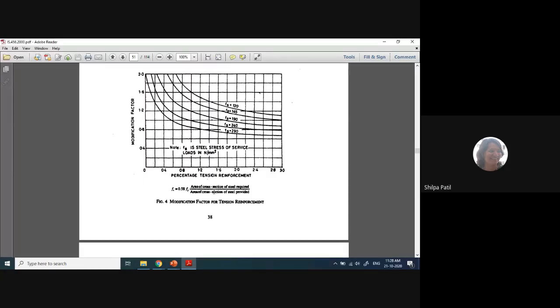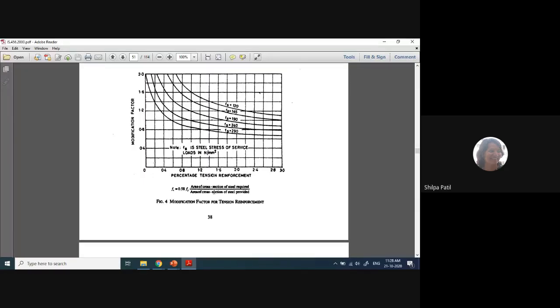What is the Fy value given in the problem statement? 415. 415. So put the value of Fy here. So 0.58 into 415 into 1. What is the value of Fs you are getting? 240.7. 240.7. So we have assumed here Fs value as 240 Newton per mm square.